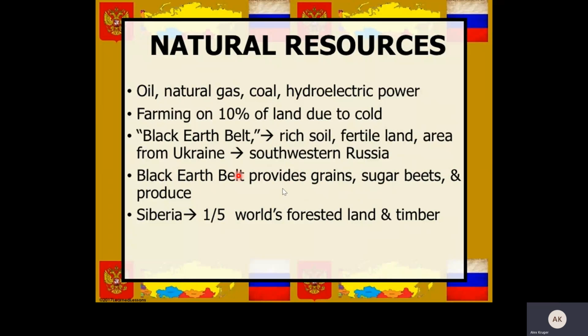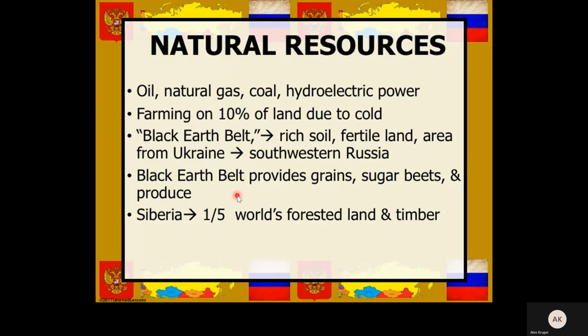And they get grains, so they make a lot of wheat, sugar beets, produce. They make a ton of food. They supply a lot of food to the world, especially Eastern Europe and Southern Asia. And Siberia is 1/5 of the world's forested land and timber, so they make a lot of wood. So Siberia in a lot of ways resembles northern Canada or northern Minnesota, if you want to put that into perspective.